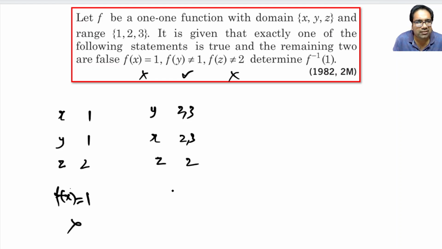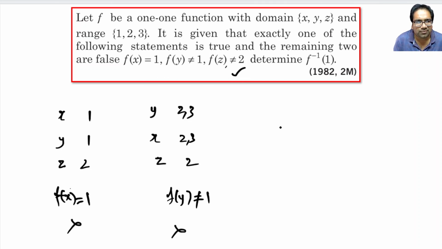Okay. So now again, this is not one-one. Here we have taken f of y is not equal to 1 as true. When we take the second statement as true and the remaining two as false, we are able to map like this. And here also this is not one-one because 1 is missing. When f of y is not equal to 1, y can be 2 or 3. f of x equal to 1 is false, so f of x can be 2 or 3. z not equal to 2 is false, so z equal to 2 is true. So this is also not satisfying.